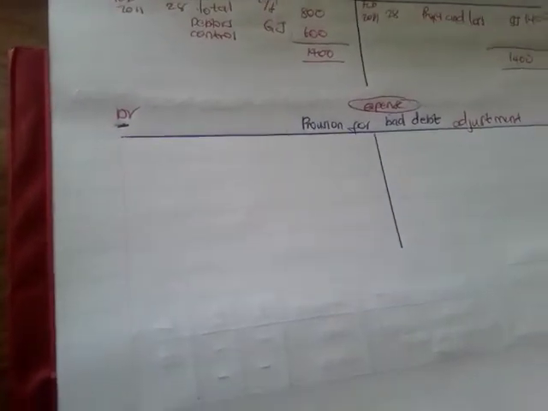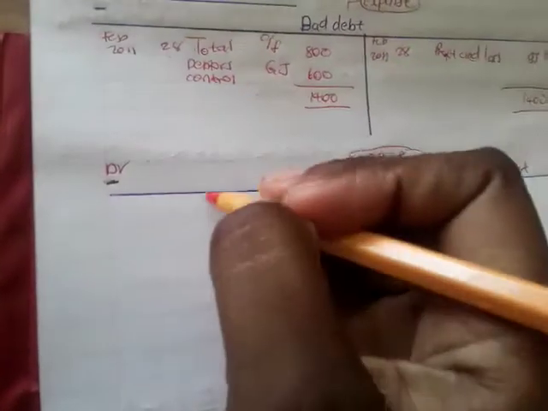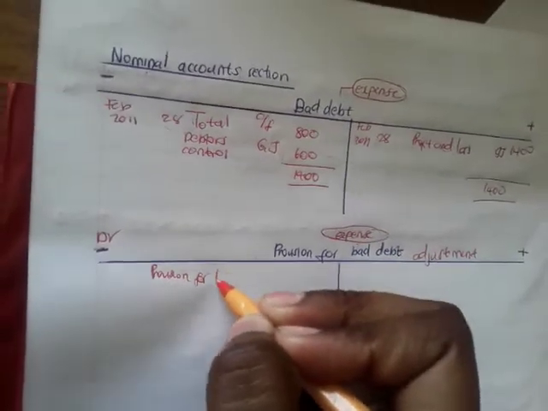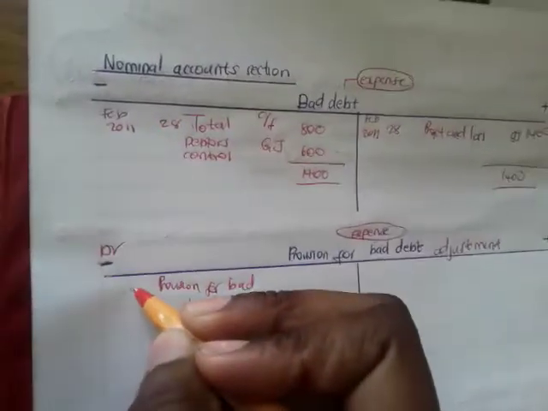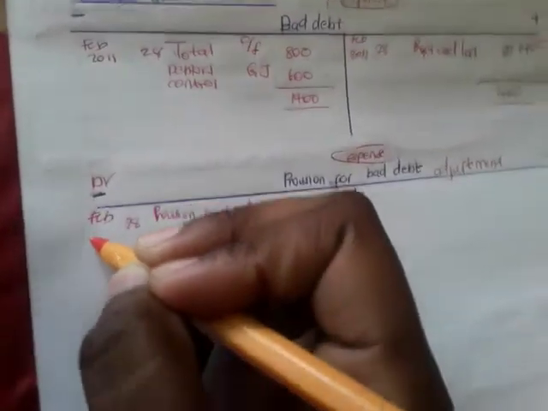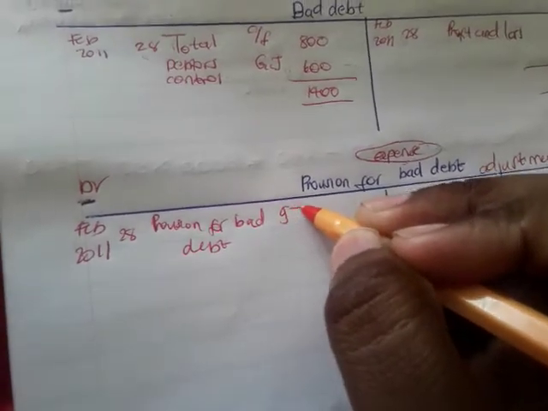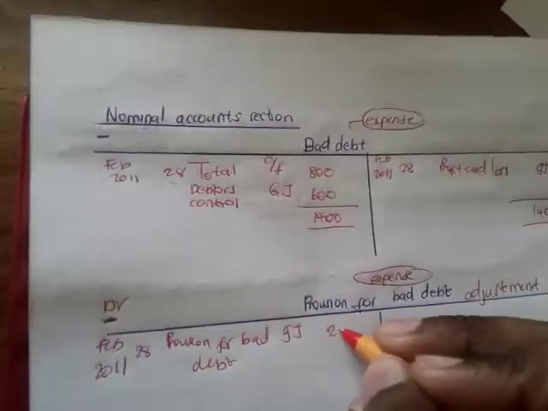So two accounts were affected. It was provision for bad debts, right? So that will be our detail, that asset account, provision for bad debt. And when did we do this? We did this at the end of the year, February 2011. And then your folio will be journal, and the amount there, it was 250.